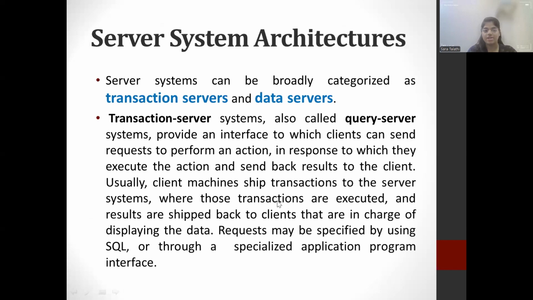Server system architectures. Basically, server system architectures are broadly categorized into two: transaction servers and data servers. Transaction servers are also called query servers, as they provide a robust interface that allows the clients to execute various financial and data oriented transactions. They are designed to manage transaction processing efficiently and ensure that operations are completed correctly, and requests may be specified by using a specialized application program.